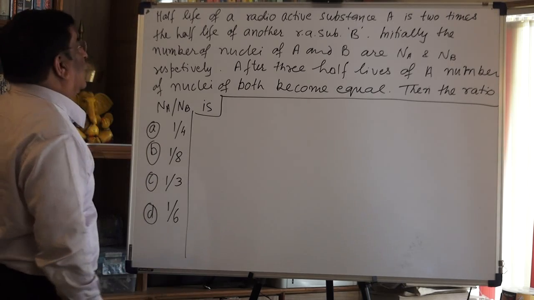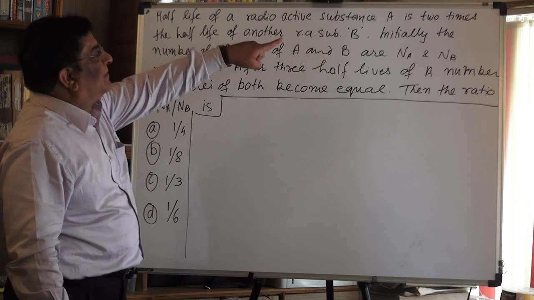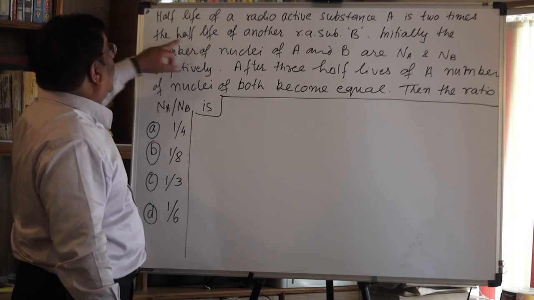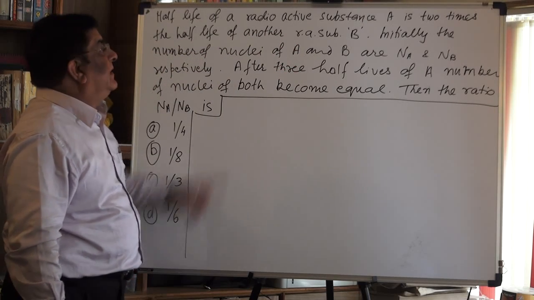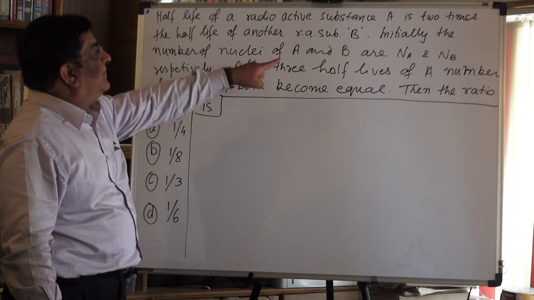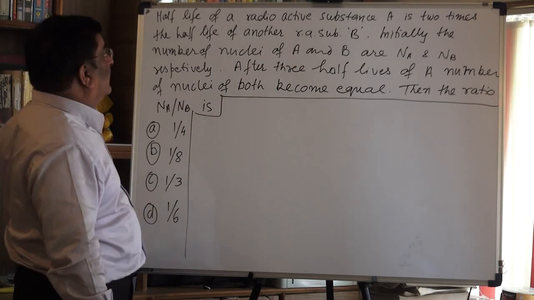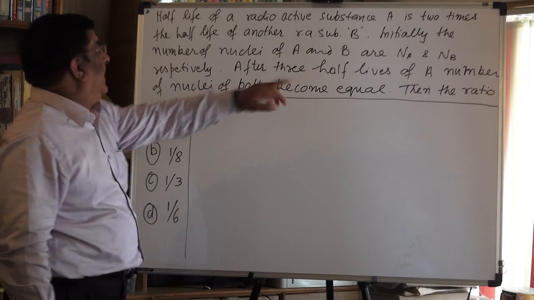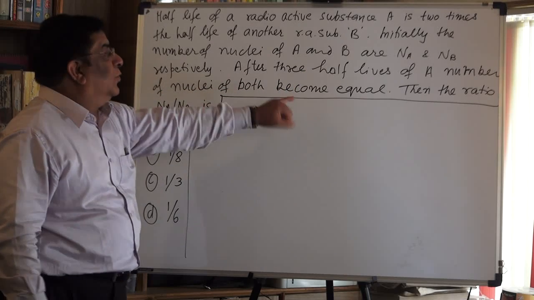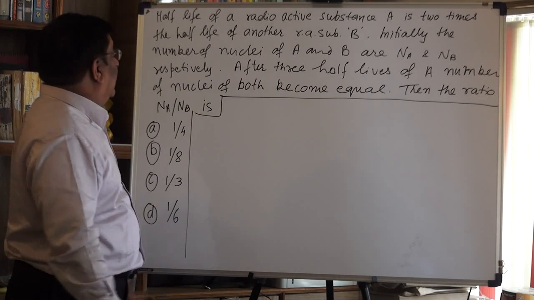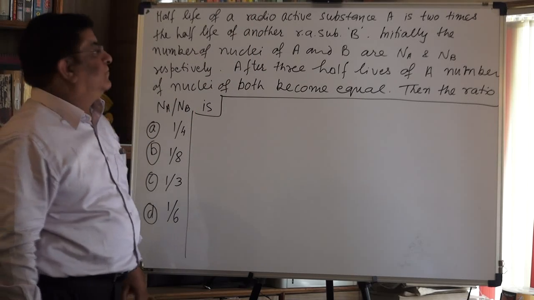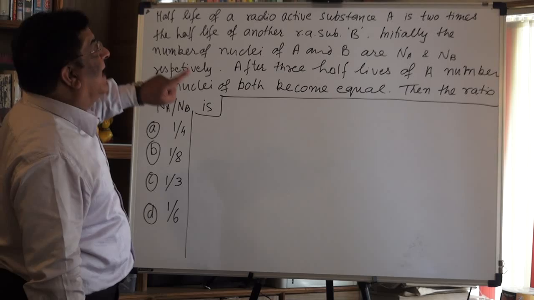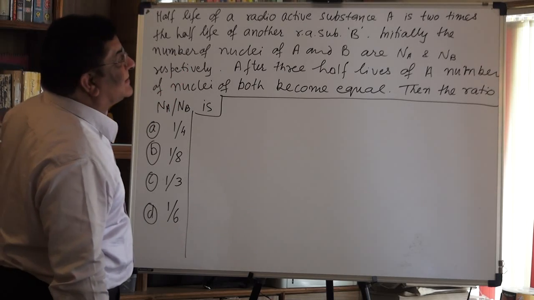Okay, here is another numerical. Half-life of a radioactive substance A is 2 times the half-life of another radioactive substance B. Initially, the number of nuclei of A and B are Na and Nb. After 3 half-lives of A, the number of nuclei of both become equal. Then what is the ratio Na upon Nb initially? Okay, read it once again and notice. What do you notice?